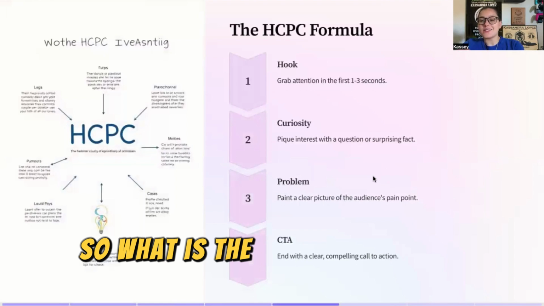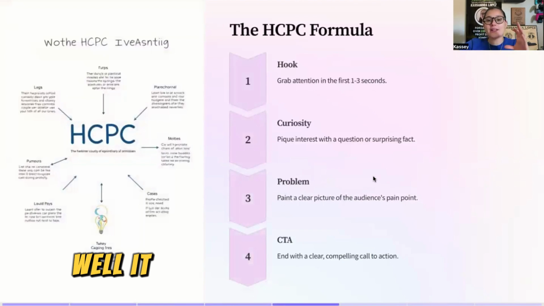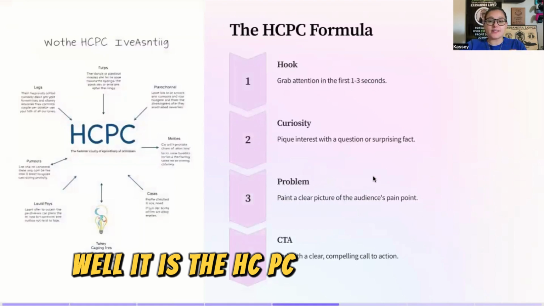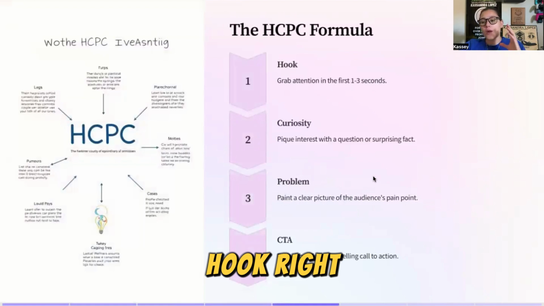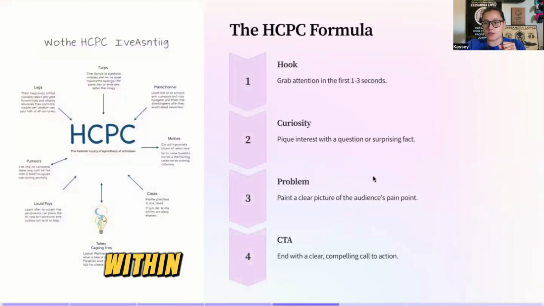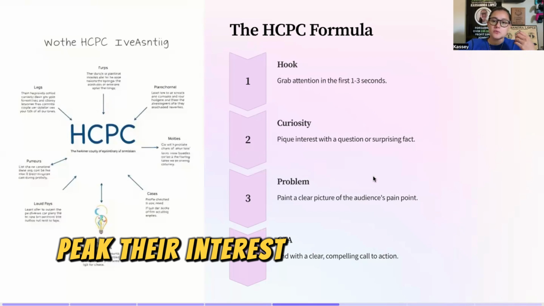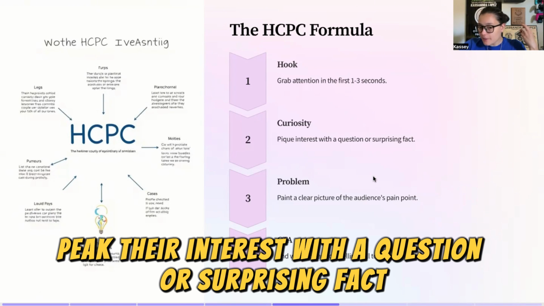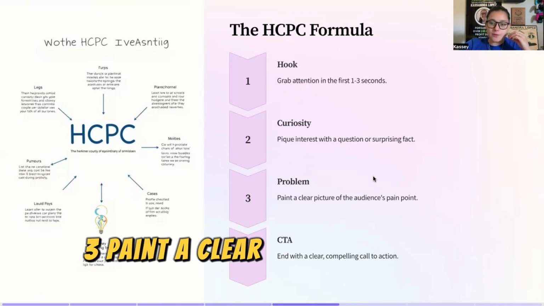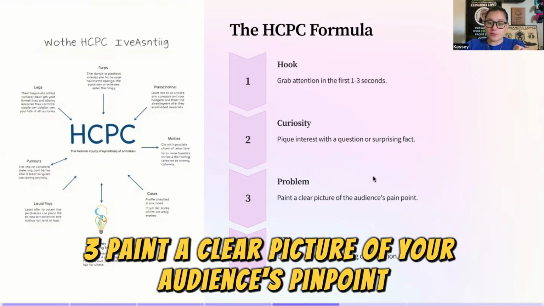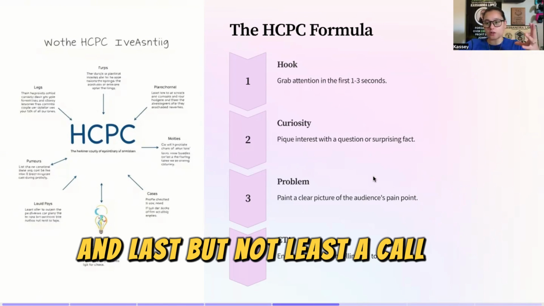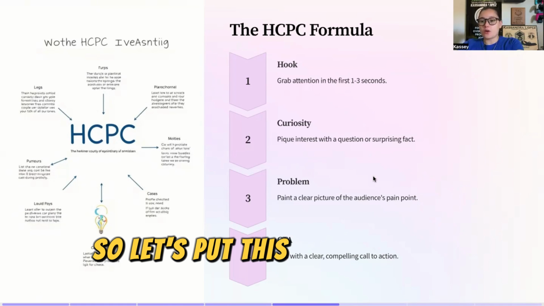So what is this secret formula I keep mentioning? Well, it is the HCPC formula, right? Hook: you have to grab your audience's attention within 1 to 3 seconds. Number 2, curiosity: pique their interest with a question or a surprising fact. 3, paint a clear picture of your audience's pain point. And last but not least, a call to action. So let's put this all into play.